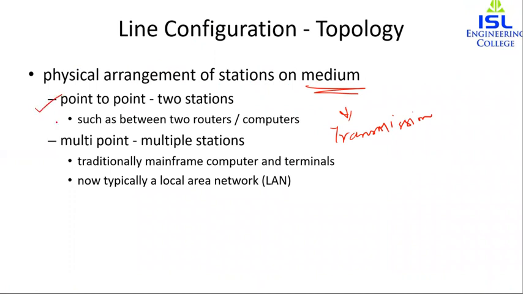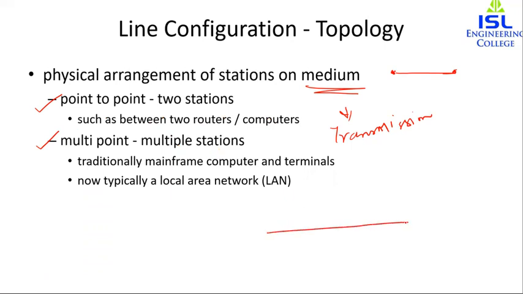As we have seen, we can have two types of line configurations. One is point to point and the other is multi-point. Now, what is point to point? If we have two devices, then there is one link or one physical connection between these two devices from one point to the other point, such as between two routers or computers. The next is multi-point, which is multiple stations.